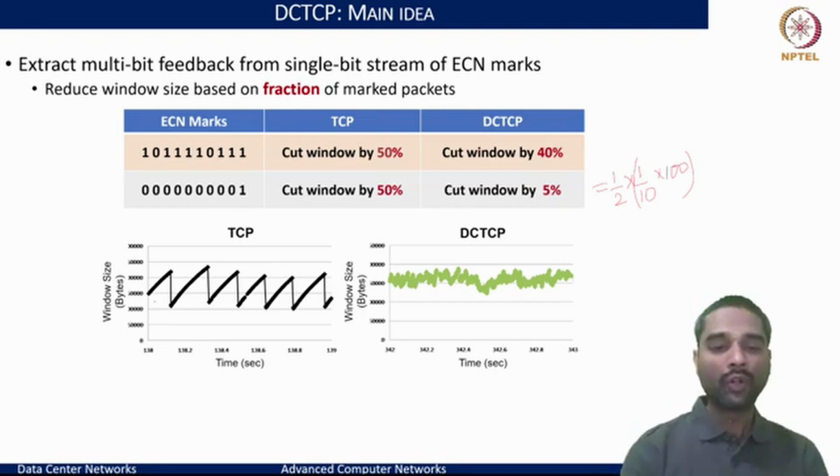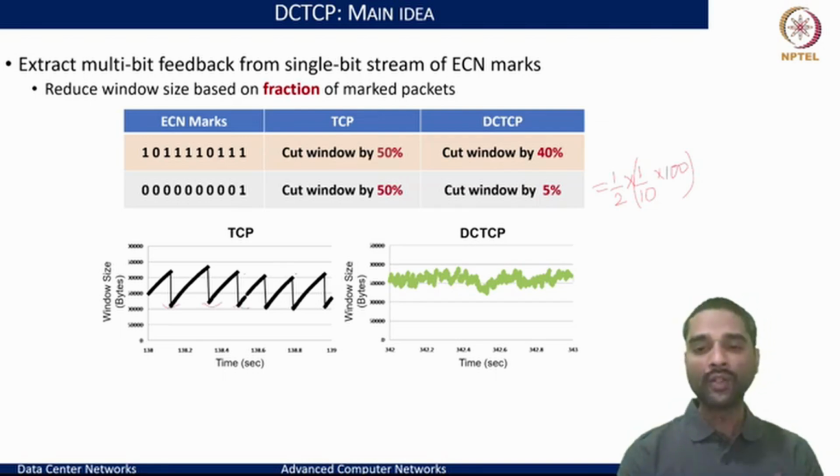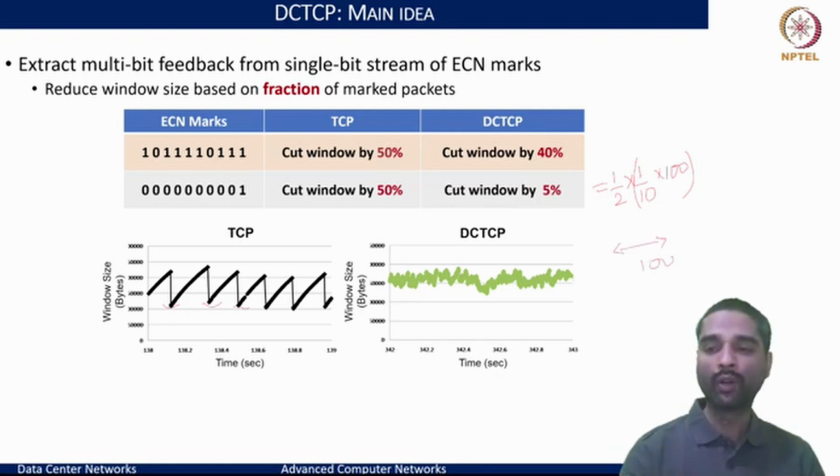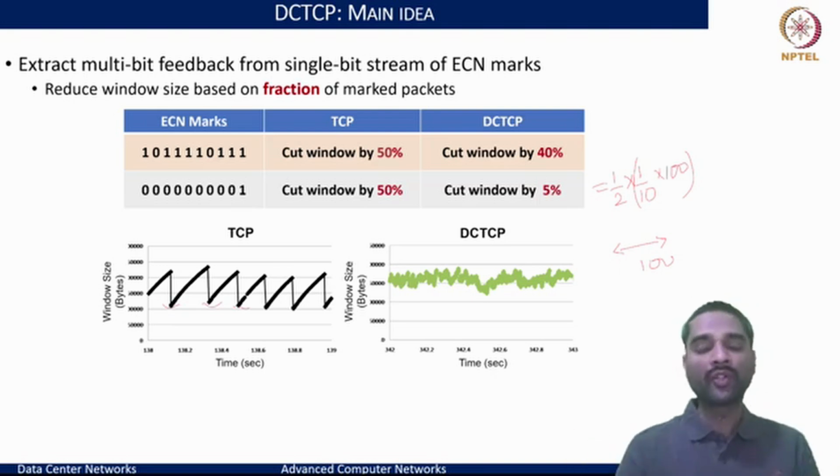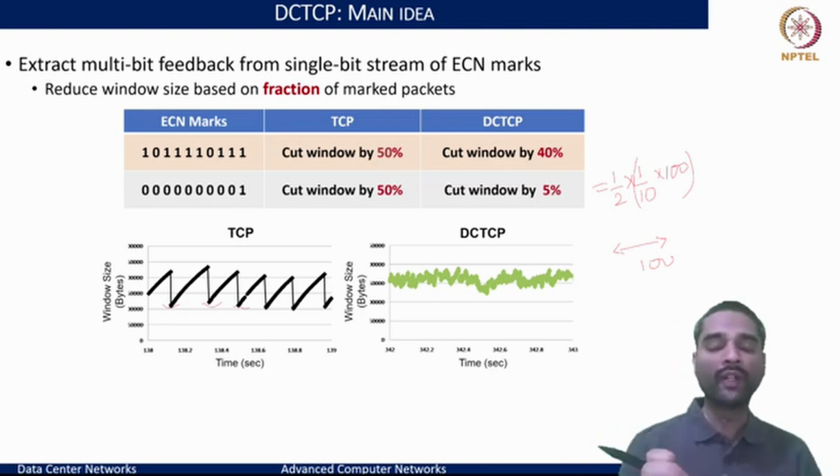But now, note that this is happening because we are always cutting the window by half. Instead, in DCTCP, what we really care about is how many of the ECN packets we really received. And if we received a very small fraction, then the amount by which we ramp down is much smaller, like around 5%. And within an RTT, if we are sending a lot more packets, 100 or more, then you get a better, finer scale at which the window size can also be reduced.